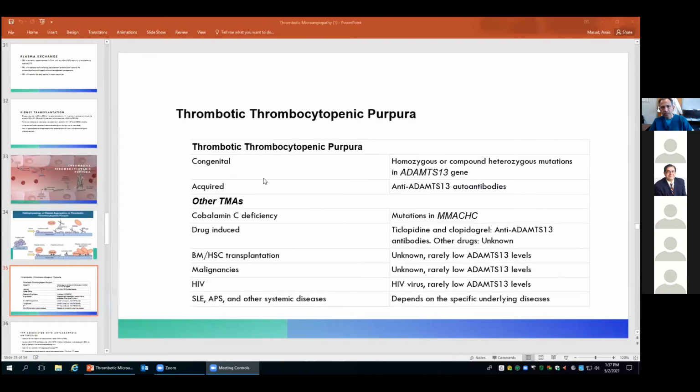So that's called TTP. Congenital is not that common. Acquired, most of the time, 90% of the time, there are acquired antibodies produced, again against this ADAMTS13. Other causes are drug-induced, which is common. Cobalamin C deficiency is very uncommon. Malignancy is common. HIV. So these are conditions which can form the antibodies against this enzyme and can lead to TTP.